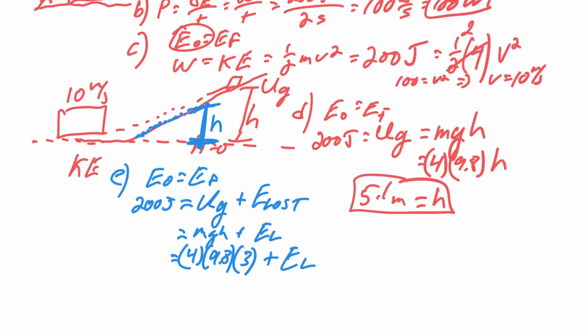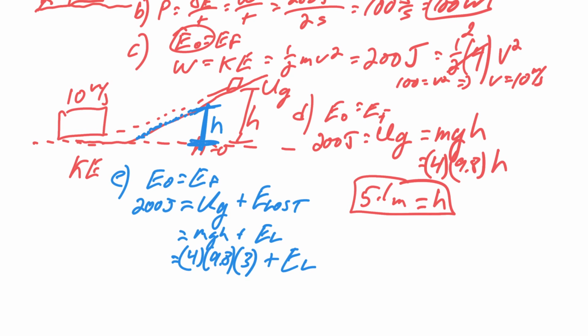So I'm going to do this one out just a little bit further. So we have 200 joules equals, for this one we get 117.6. That's how much potential energy we have, right? So we started with 200, we're left with 117. That means we lost some of that energy, right?